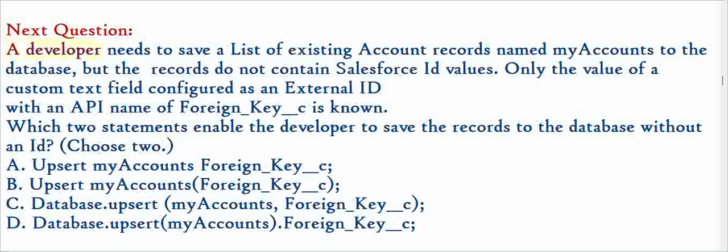A developer needs to save a list of existing account records named My Accounts to the database, but the records do not contain Salesforce ID values. Only the value of a custom text field configured as an external ID with an API name of foreign_key__c is known. Which two statements enable the developer to save the records to the database without an ID?